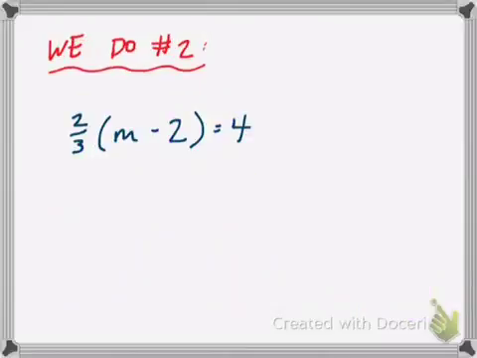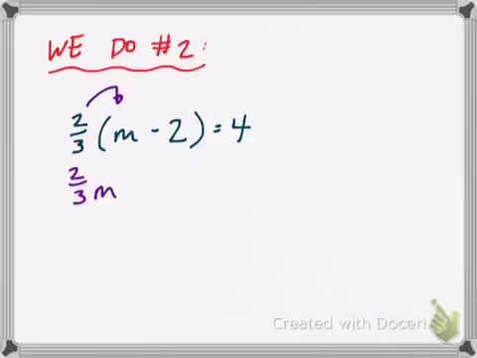Let's take a look at we do number 2. 2/3 times the quantity of m minus 2 equals 4. Again, step 1 is to distribute if necessary. I know I have to distribute because I see the parentheses. So let's go ahead and distribute. So 2/3 times m, I know is 2/3 m.